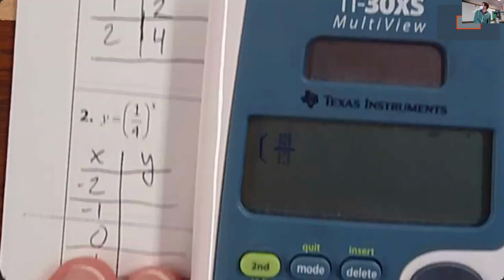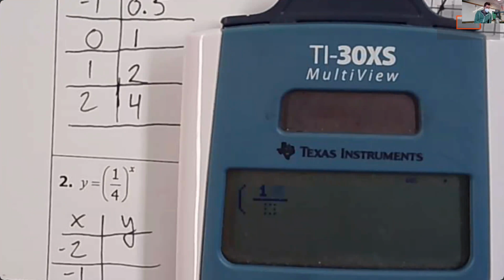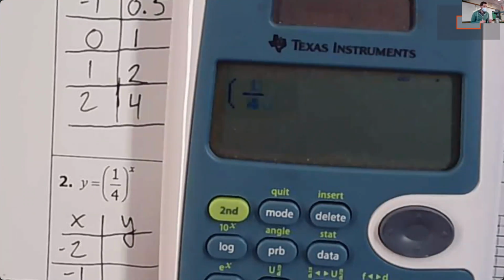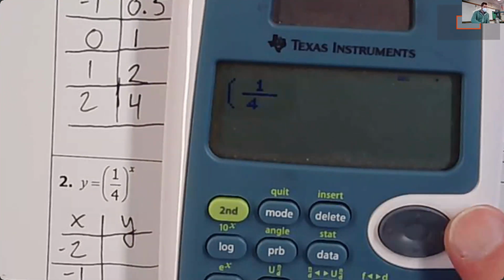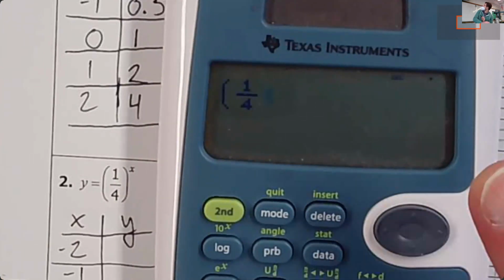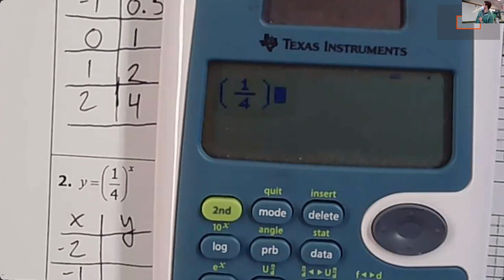And the fraction we are using is 1/4. So we're going to do 1. To get to the bottom, you're going to push the down arrow over here on this little directional pad. So down, and then 4. To close the parentheses, though, you can't close the parentheses yet. We have to push the right arrow to get over to the side of our fraction. So if you push the right arrow, there it is. So now it's flashing in the right spot. So close your parentheses. And then we're going to raise that to the -2 power.